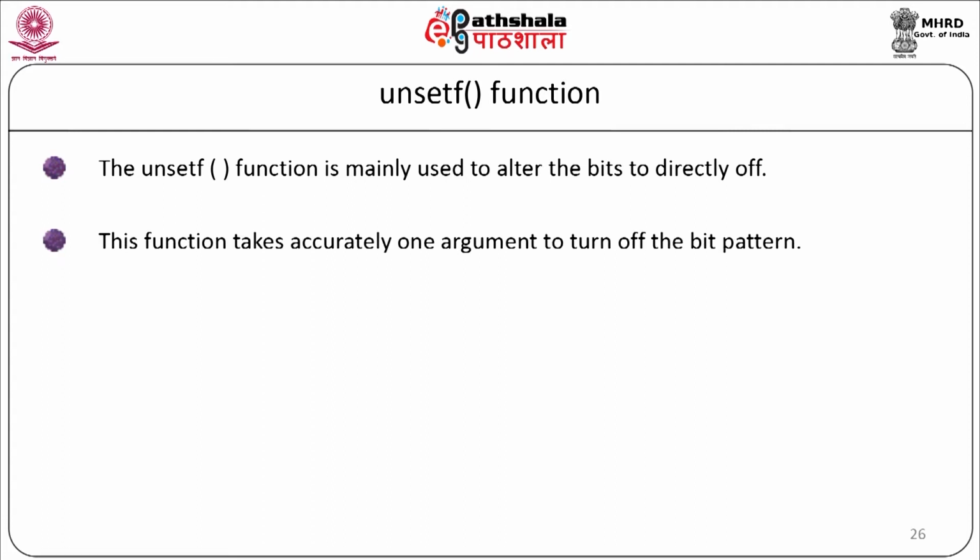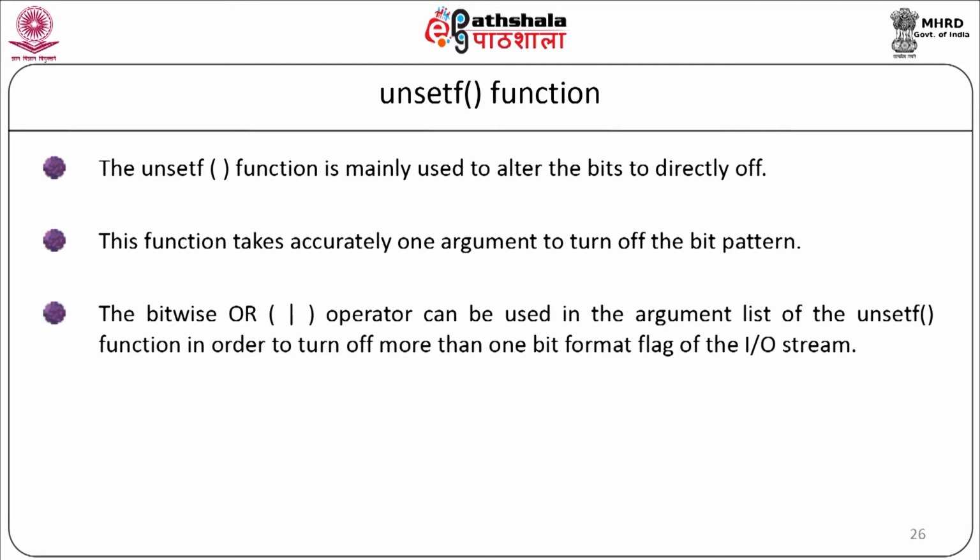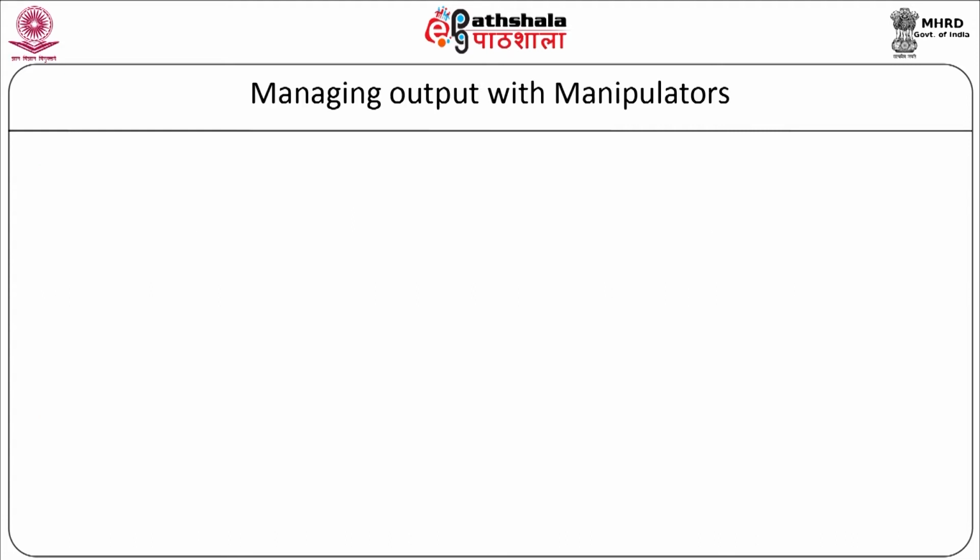Unsetf. The unsetf function is mainly used to alter the bits to directly off. This function takes accurately one argument to turn off the bit pattern. The bitwise OR operator can be used in the argument list of the unsetf function in order to turn off more than one bit format flag of the iostream. The syntax is cout.unsetf(flags to be turned off).